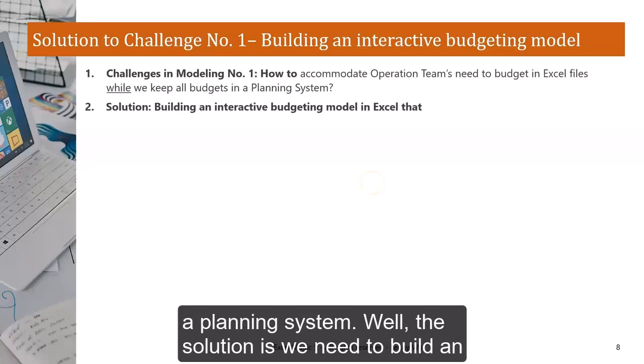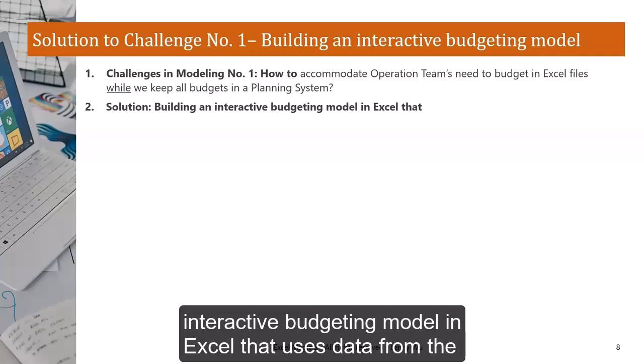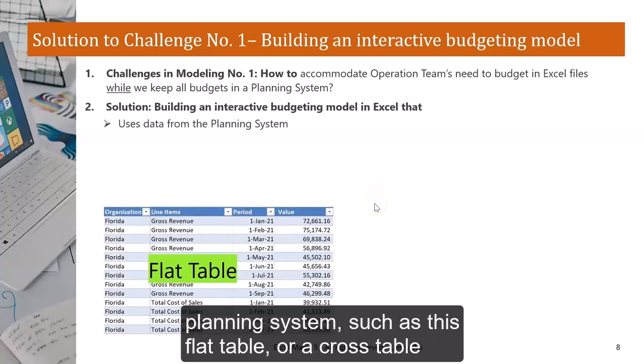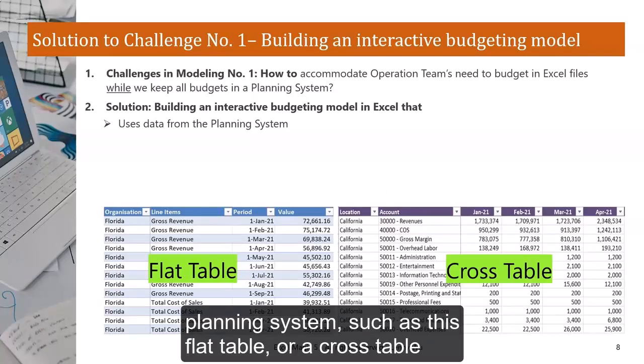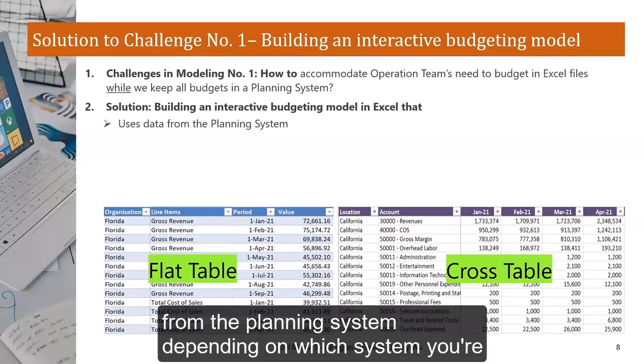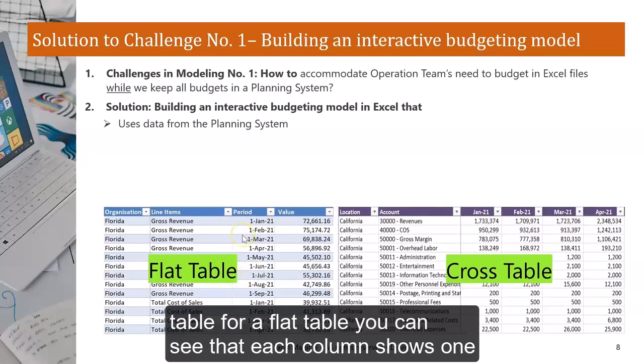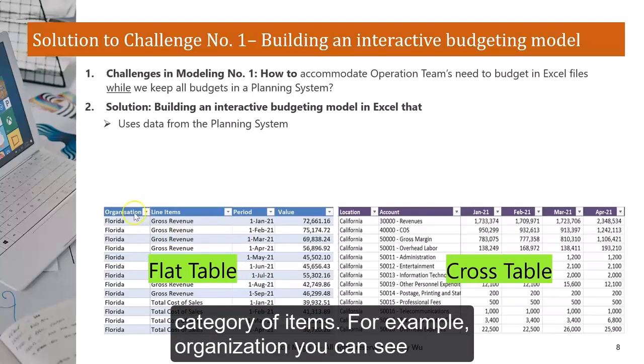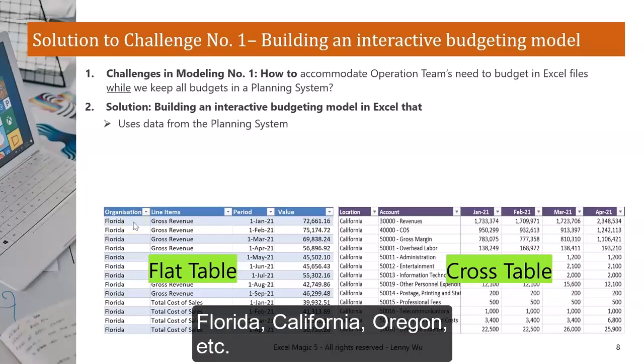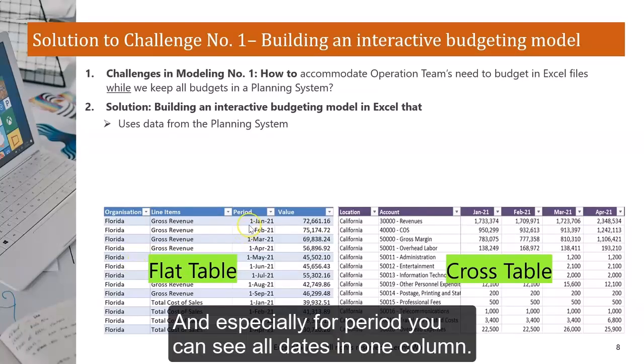Well, the solution is we need to build an interactive budgeting model in Excel that uses data from the planning system, such as this flat table or a cross table from the planning system, depending on which system you are using. Now let's take a deeper look at these tables. First, flat table. For a flat table, you can see that each column shows one category of items. For example, organization, you can see Florida, California, Oregon, etc. And especially for period, you can see all dates in one column.